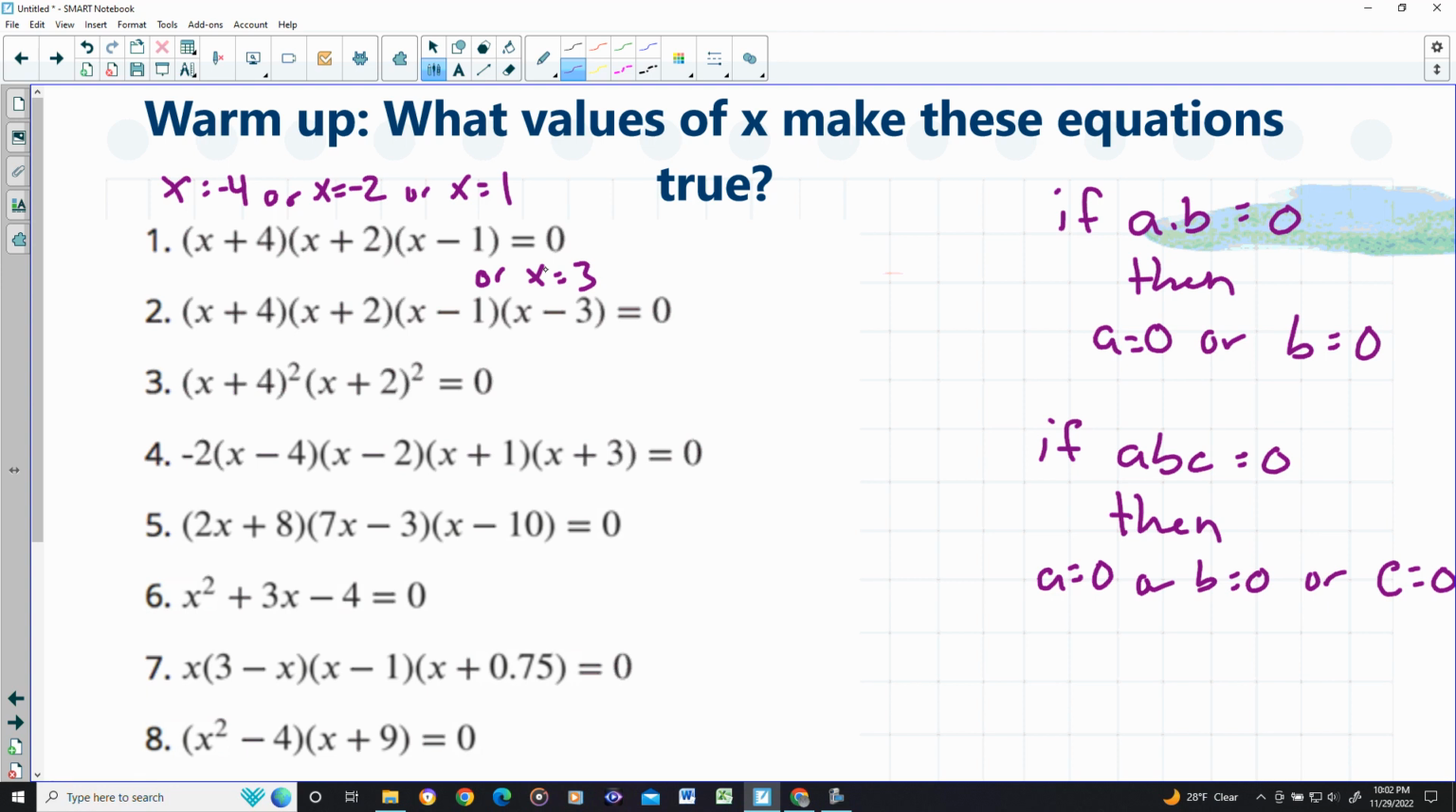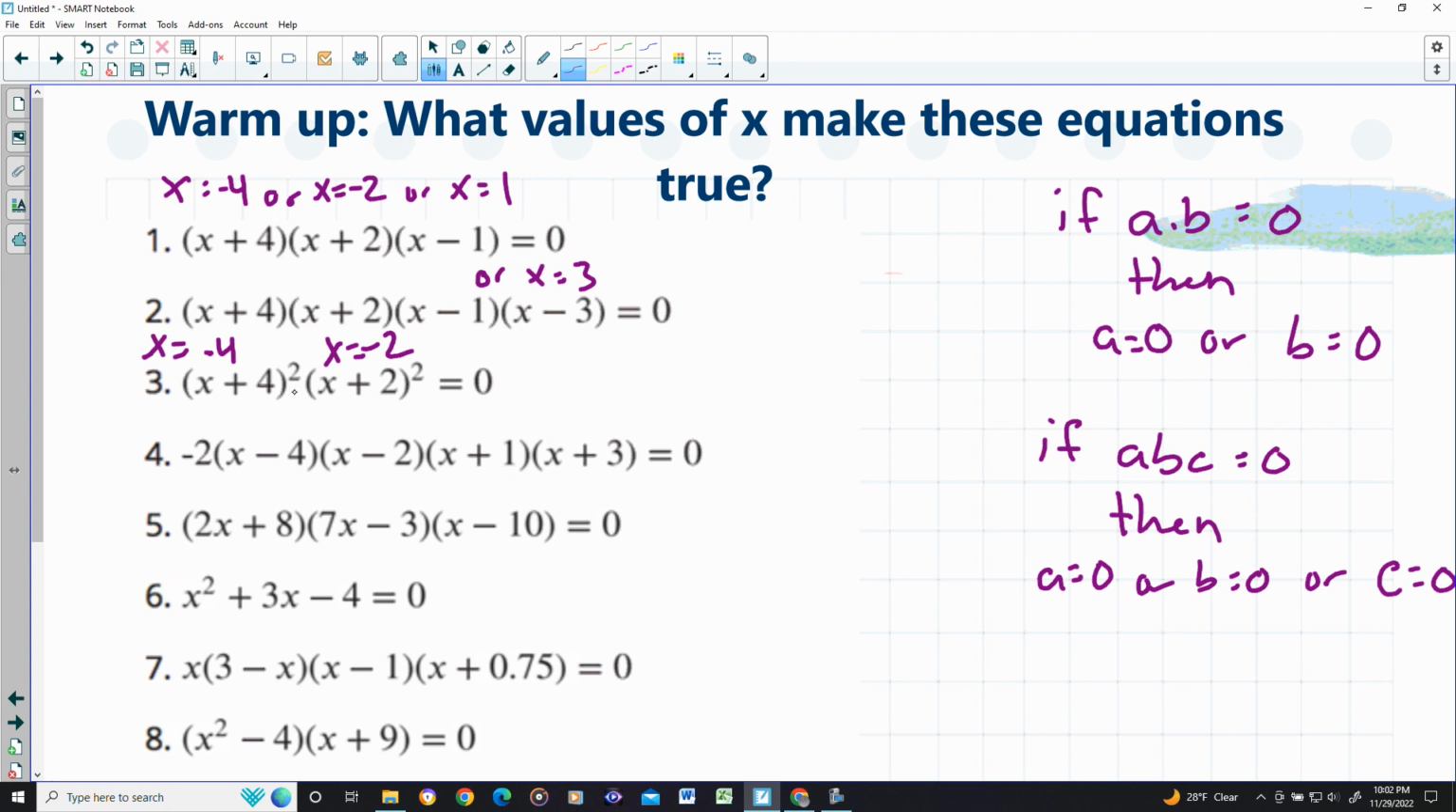Now, one thing that we hadn't dealt with a lot last time with quadratics is when you have factors that are squared and you have multiple factors. So here's an example. What values make number 3 true? Well, in this particular case, you might think, well, negative 4, right? And think about it. Negative 4 plus 4 is 0. And what's 0 squared? Well, that's just 0. And x equals negative 2, just like before. No big deal there.